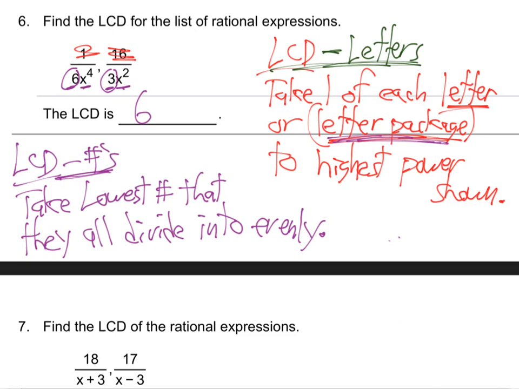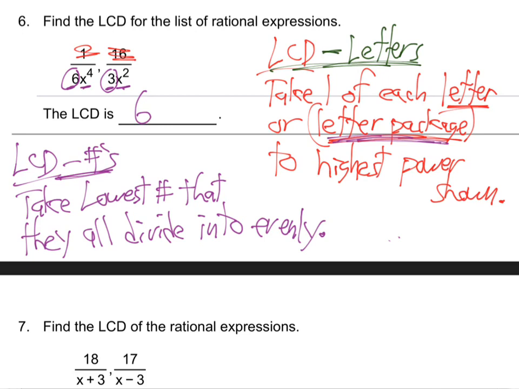Okay, and now the letters are easier. What do you do for the letters? You just take each type to the highest power. So it's kind of like you're shopping. What if you said, hey, I'm going to go on a shopping spree. I'm going to go to the store, and I'm going to buy one of everything, and I'm going to buy the most expensive version of everything. So I'm going to buy one bottle of shampoo, the most expensive one I can find, and one lawnmower, the most expensive one I can find. That's what we're doing with the LCD. You're going to buy one of every type, the highest one.